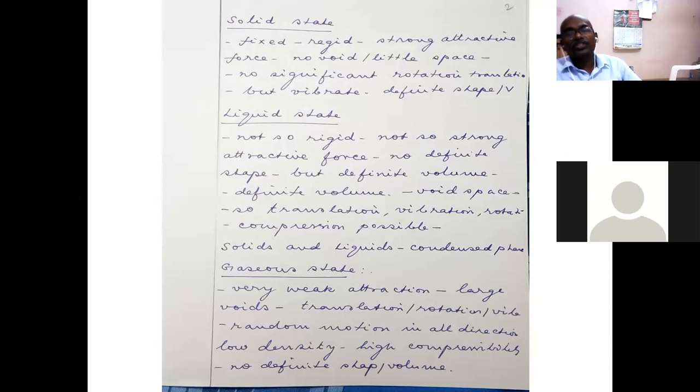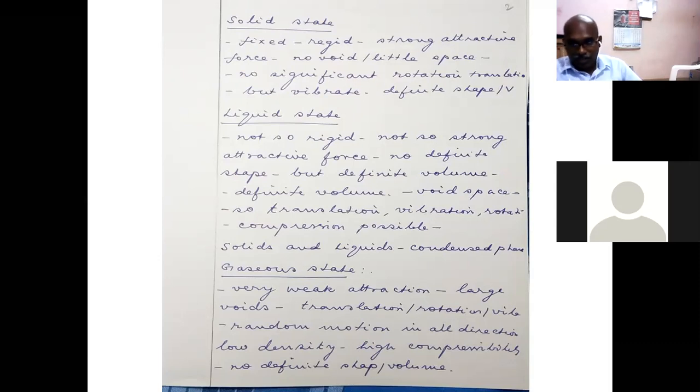But when you take the gaseous state, the attraction between molecules is very weak. That is why a large space is found among the molecules of gaseous substances. Translational, rotational, and vibrational motions are well seen. Apart from this, there is random motion of molecules in all directions. The density is very low, and the compressibility of gases is very high. That is why they do not have a definite shape or a definite volume. They fill almost all the volume of the container.